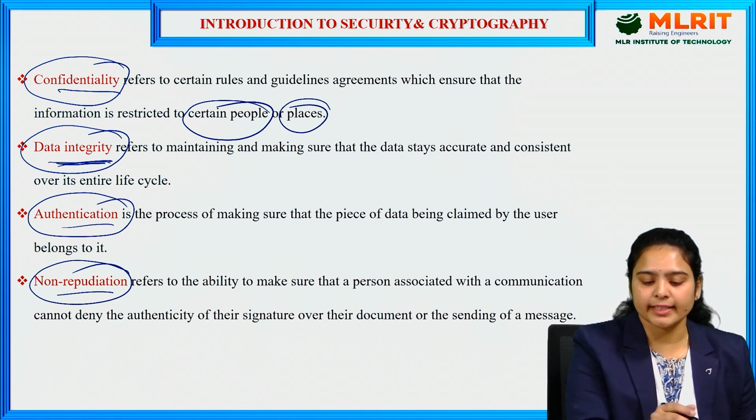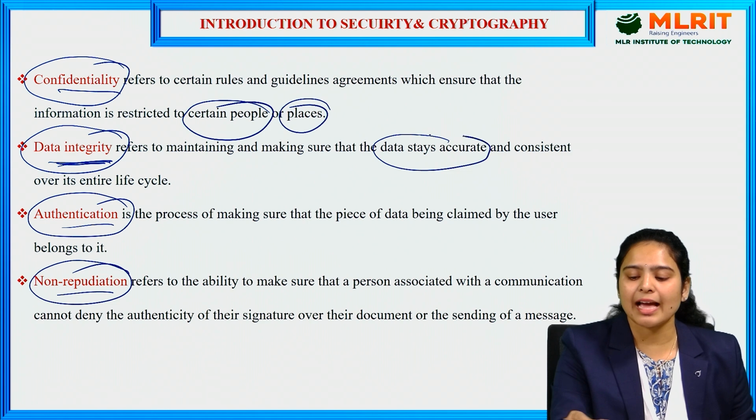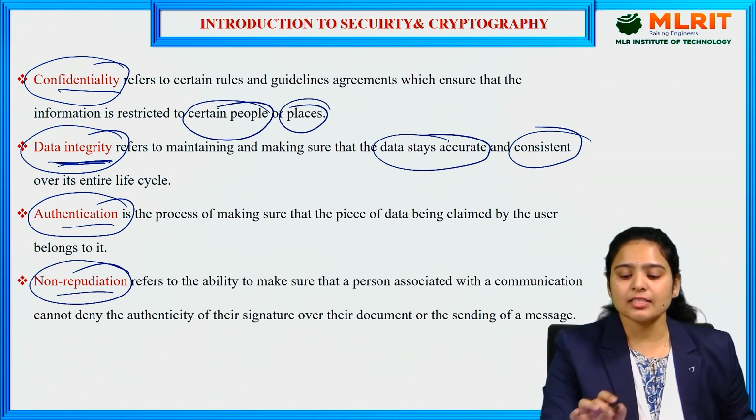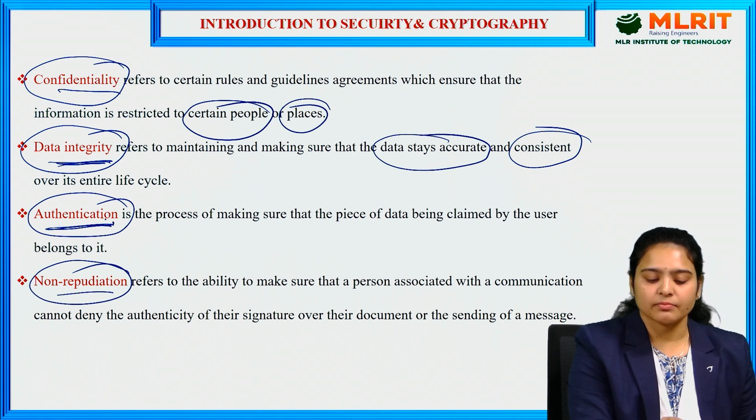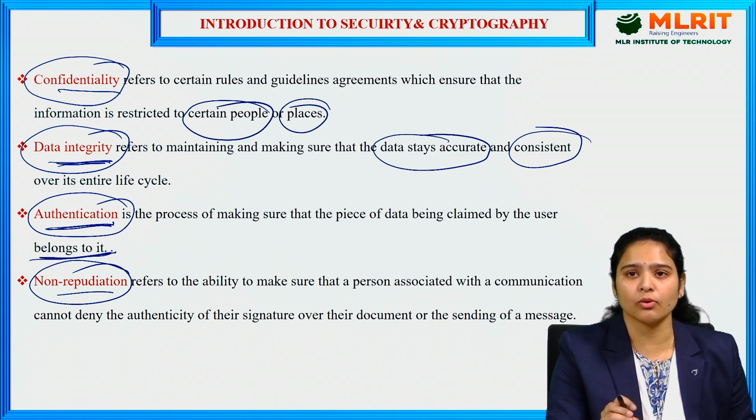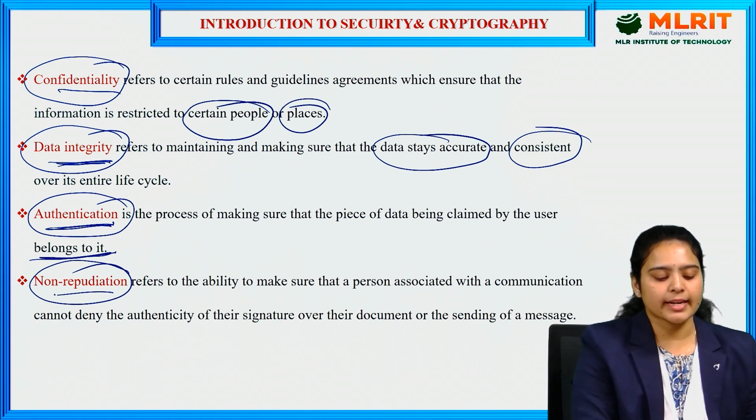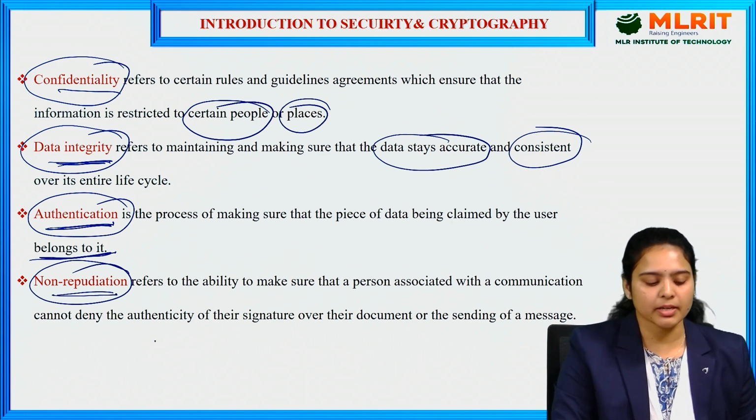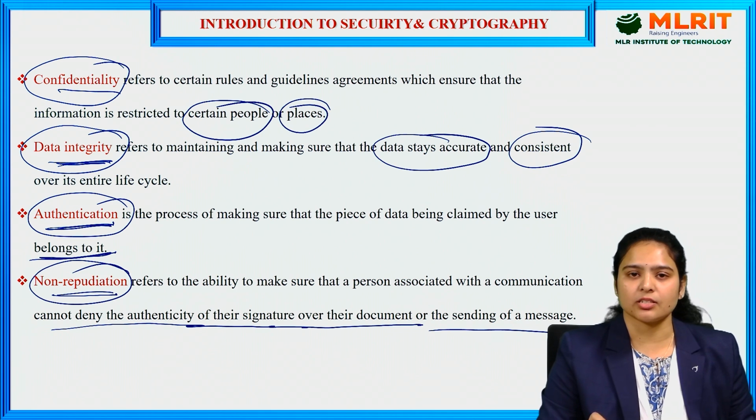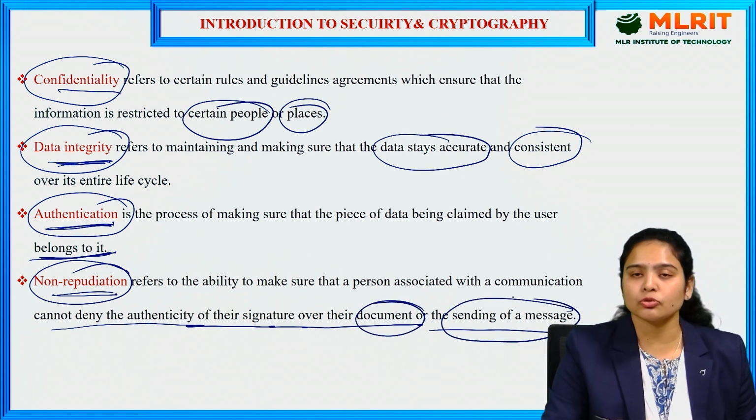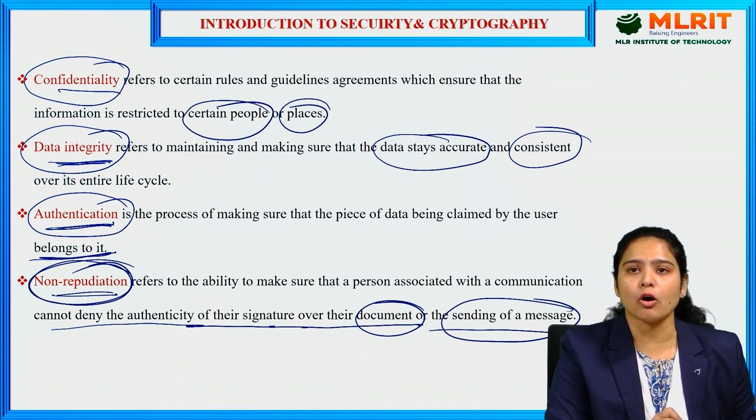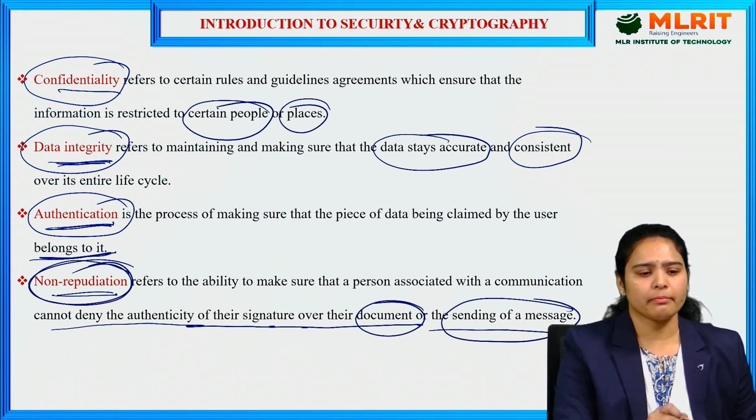Next, data integrity. Data integrity means the data stays accurate and in a consistent format, maintained accurate and consistent throughout its life cycle. Next, authentication. Authentication means a piece of data claimed by the user belongs to that user, so only a particular user can access the information. Next, non-repudiation. Non-repudiation means they cannot deny the authenticity of their signature over their documents or the messages they send. These are the four techniques we use in cryptography, securing our information by using these four techniques.